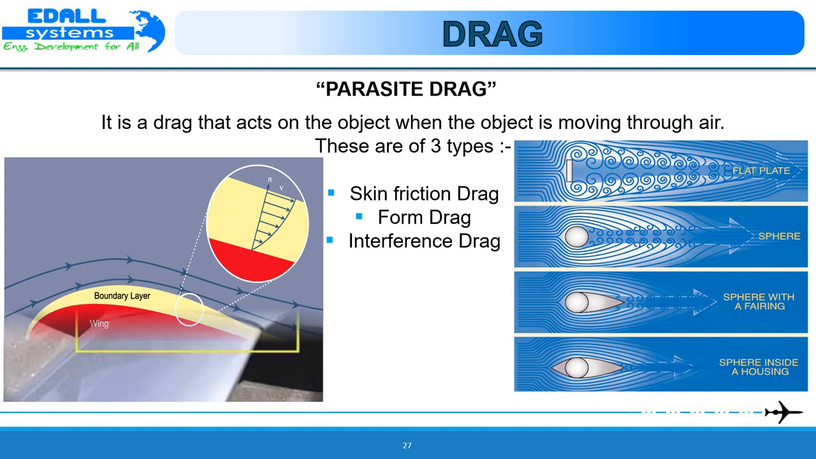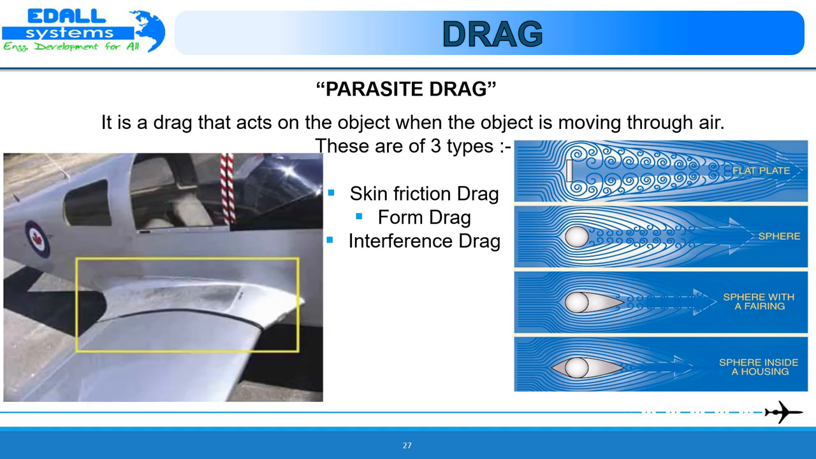Then we have interference drag, which is generated by the mixing of airflow streamlines between airframe components such as the wing and the fuselage or the landing gear strut and the fuselage. As air flows around different aircraft components and mixes, a localized shock wave is formed, creating a drag somewhat greater than the drag that the components would have by themselves.